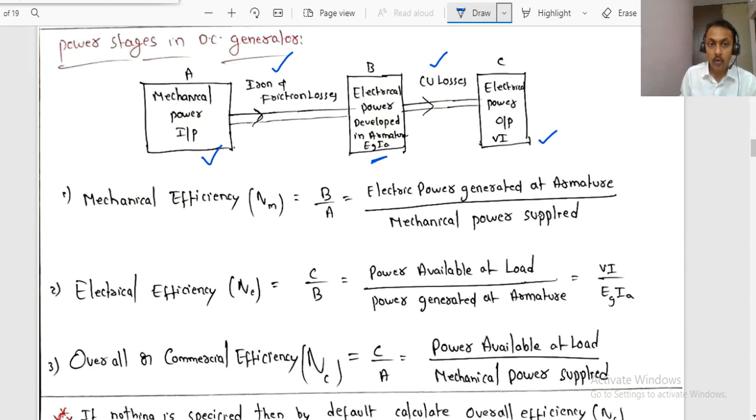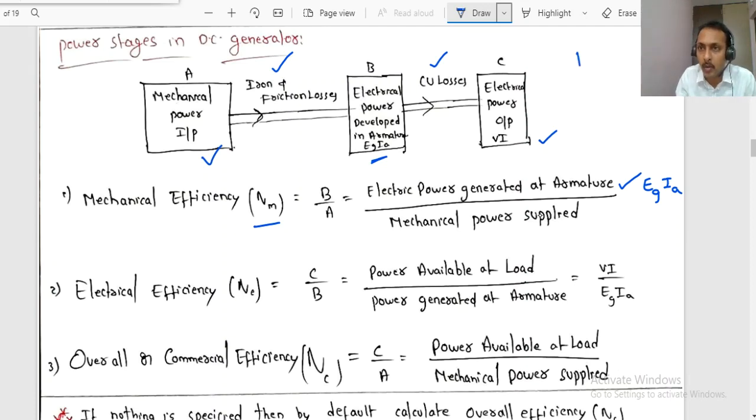Clear? Now if you are asked to calculate the mechanical efficiency, B by A, B divided by A will give you the mechanical efficiency. But what is B? Observe, that is nothing but the power generated at armature. How much power will be generated at the armature? The generated voltage is Eg, current developed Ia. So Eg times Ia is the amount of power.